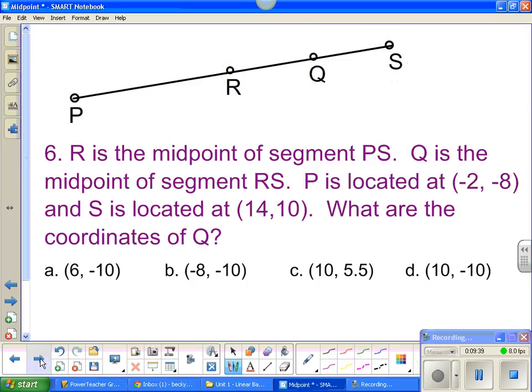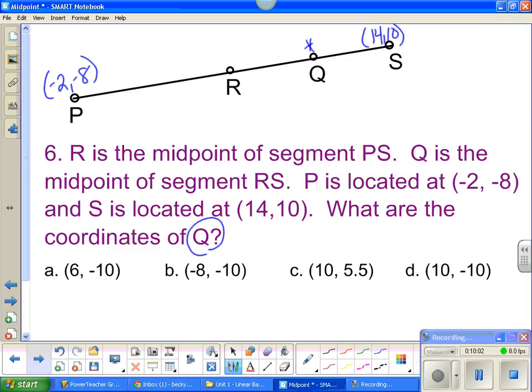Okay, R is the midpoint of segment PS. Q is the midpoint of segment RS. P is located at (-2, -8). And S is located at (14, 10). What are the coordinates of Q? So again, this one's set up the exact same. We've got to find R first, and then we'll find Q.